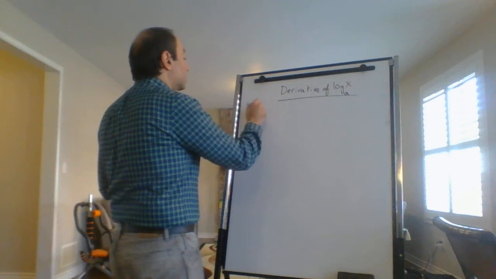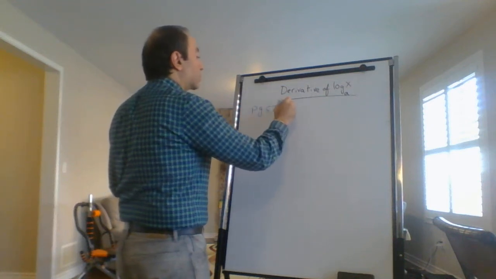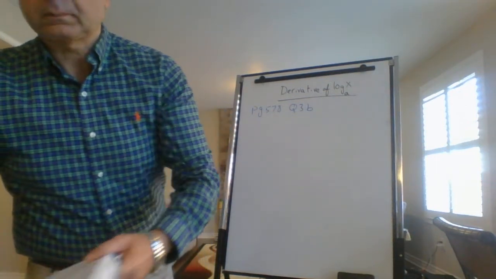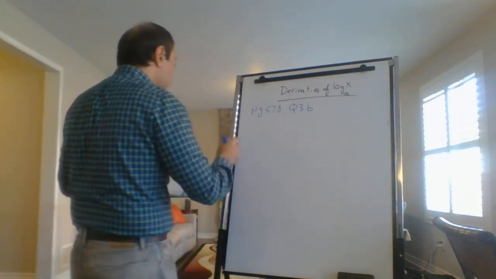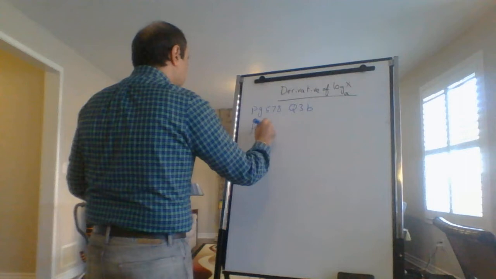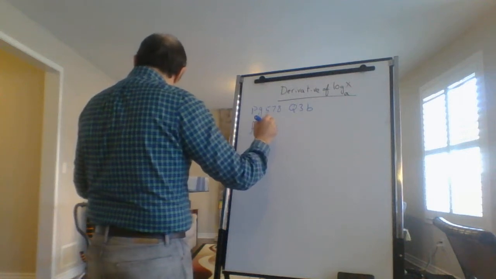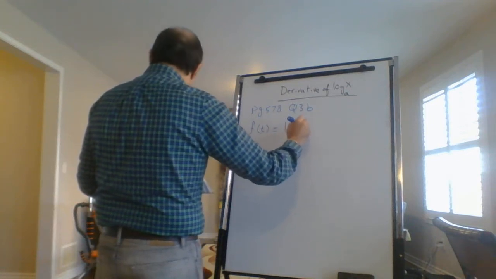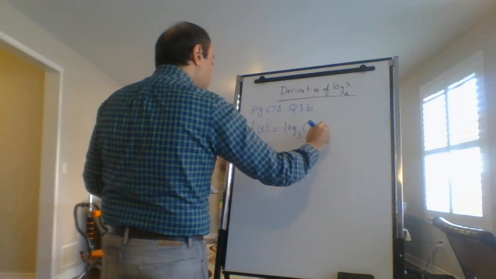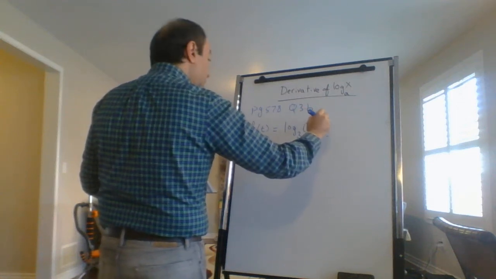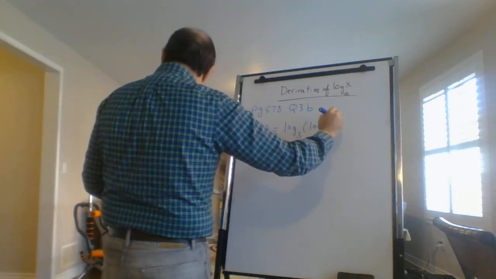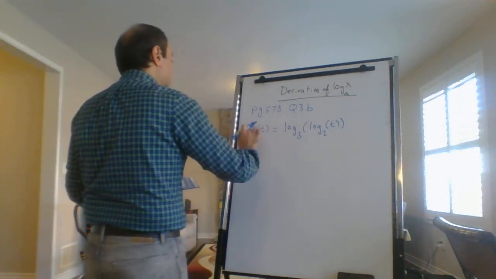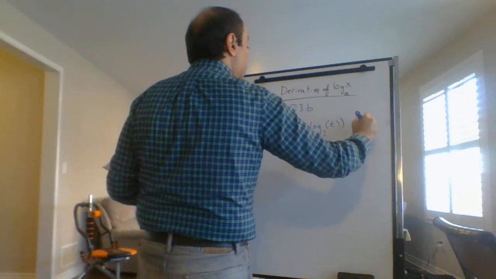So page 578, question 3B. So the question says h at t equals log base 3 of log base 2 of t. We need to find h prime of 8.